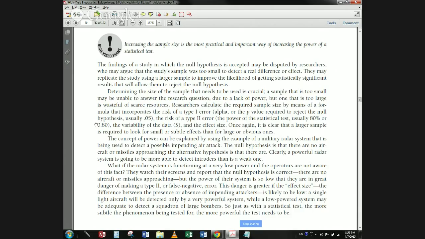There are no aircraft or missiles approaching, but the power of their system is so low that they are in great danger of making a type 2 or false negative error. This danger is greater if the effect size, the difference between the presence or absence of impending attackers, is likely to be low. A single light aircraft will be detected only by a very powerful system, while a low-powered system may be adequate to detect a squadron of large bombers.